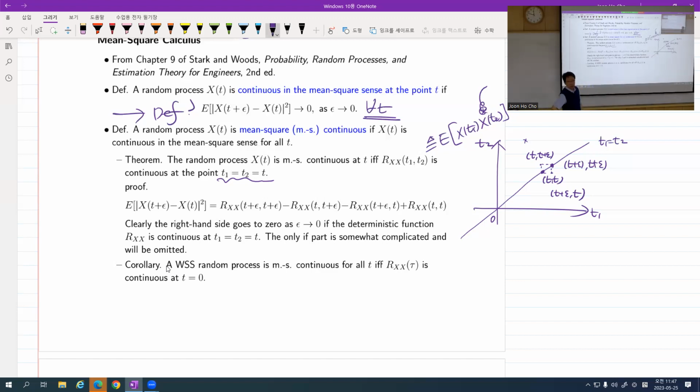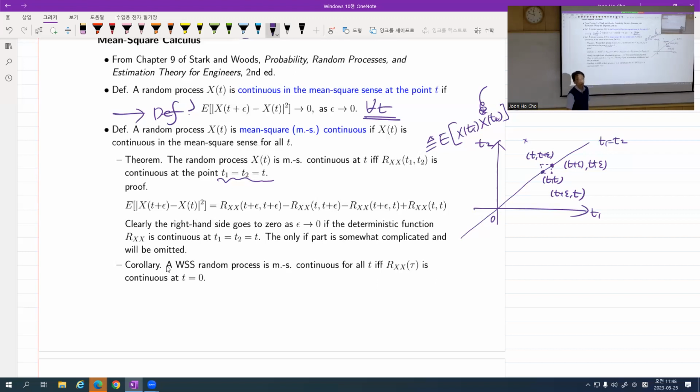Now what happens? As we know from our calculus, what happens? If the two-dimensional function is continuous at (t, t), whatever path you choose to that (t, t), they must have the same value. You know that, right? So if autocorrelation is continuous at (t, t), then this tends to 0.